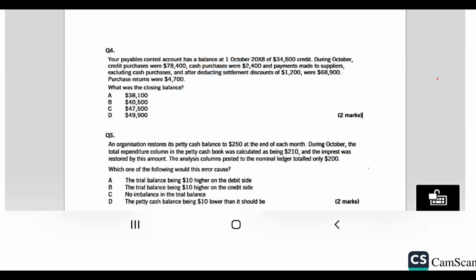And note that some people had said, at option D last time, that the petty cash balance is 10 lower than it should be, and they submitted that this transaction does not affect the trial balance. No, every transaction of the business affects the trial balance. That's what you have to know ultimately: the trial balance will be affected. We can move on.